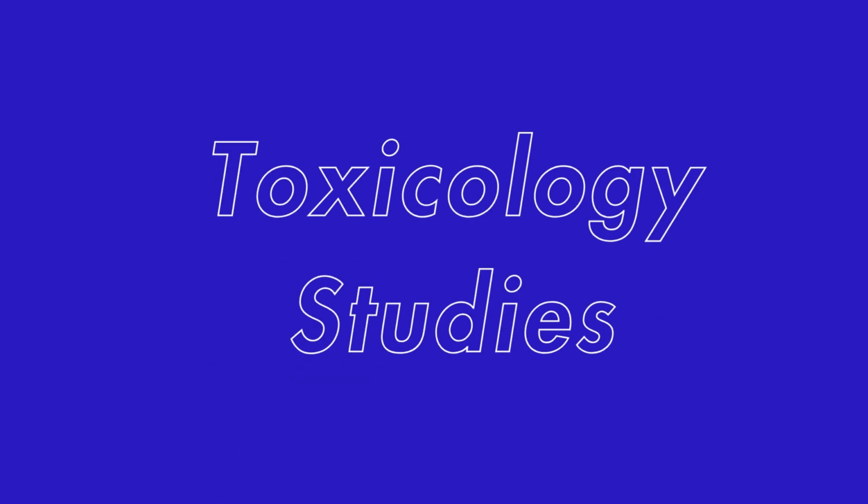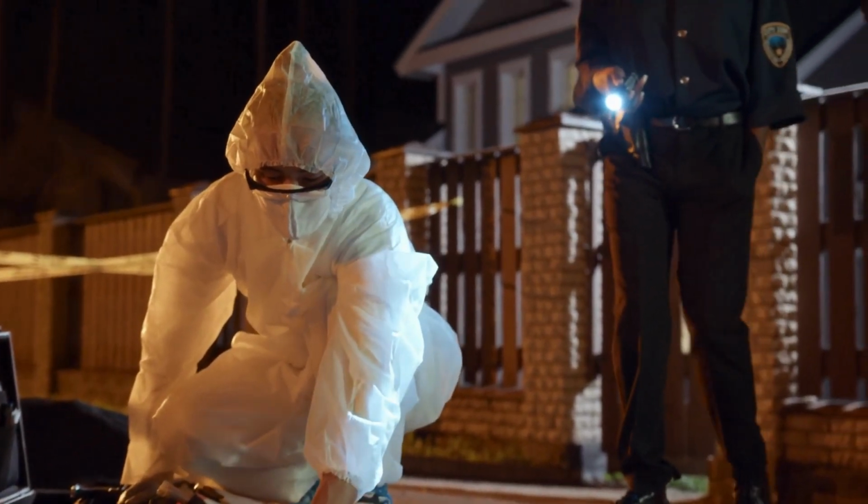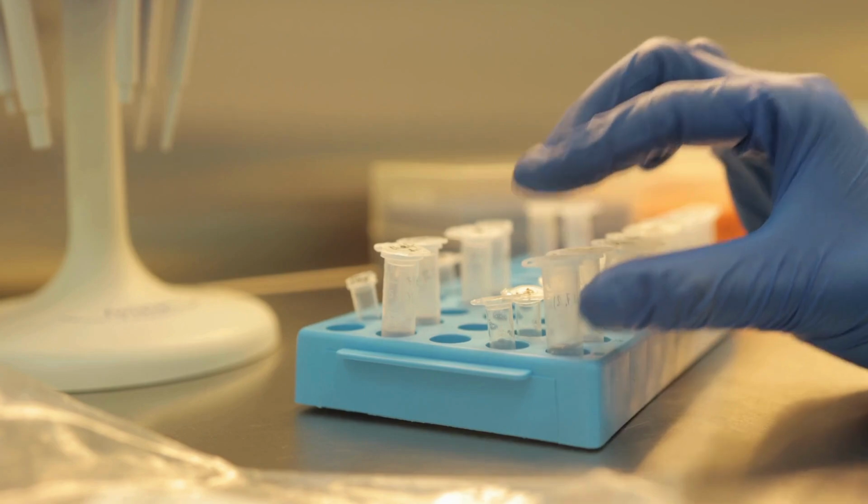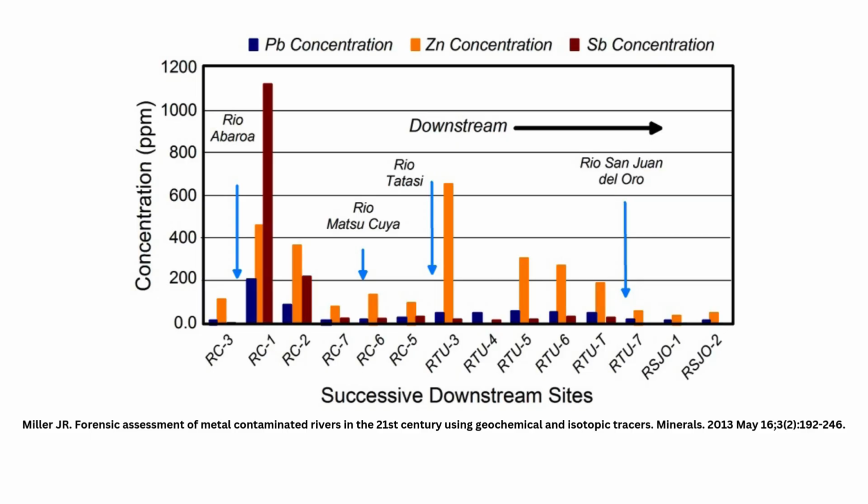AAS is applied in biological analysis to measure metal concentrations in human tissues. The technique enhances the accuracy of forensic analyses by detecting trace metals in biological samples or residues from crime scenes.